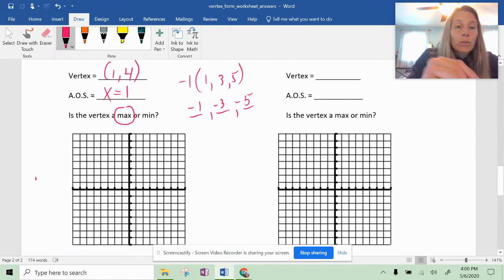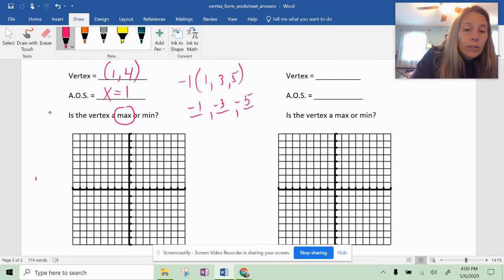So the vertex, 1, 4, starting over 1, up 4. Axis of symmetry going through. Now from the vertex, we're going to use those points from that 1, 3, 5, right? Down 1 because it's a negative, and then I go over 1. From that point, down 3 because it's a negative, over 1. From that point, down 5, over 1. Use your axis of symmetry to match up points on the opposite side.